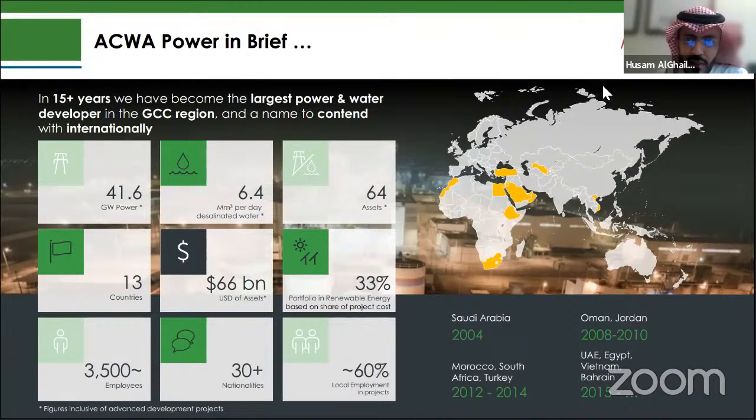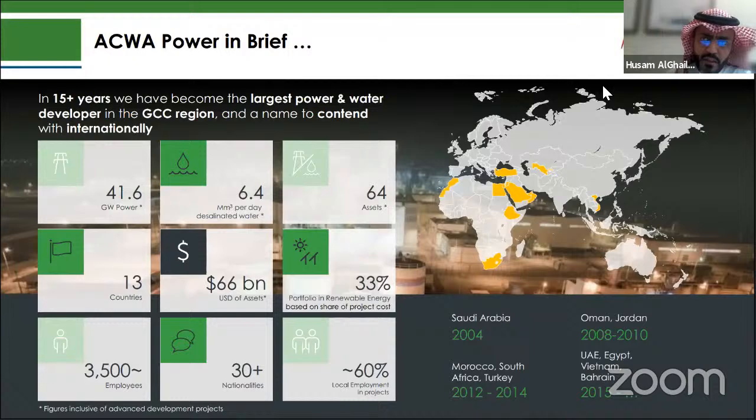We have more than 3,500 people working for us, coming from 30 different nationalities. One of our goals was to be as local as possible to the countries that we are in. So we have around 60% of our workforce local, as part of our endeavors to localize our activities in the countries that we operate in.